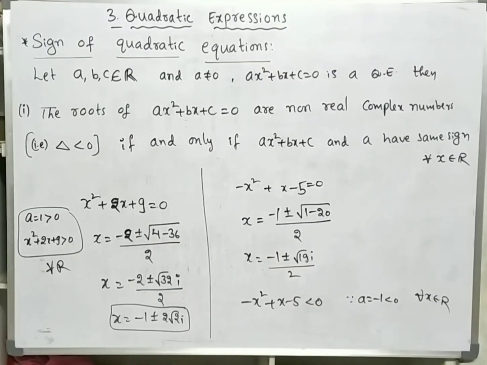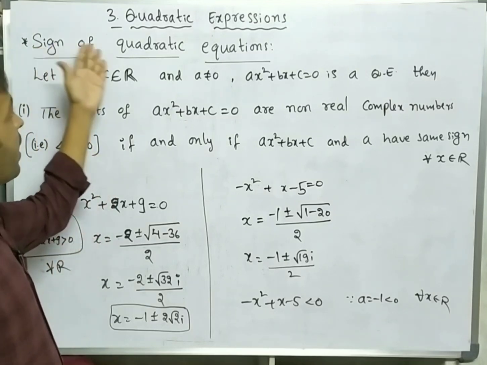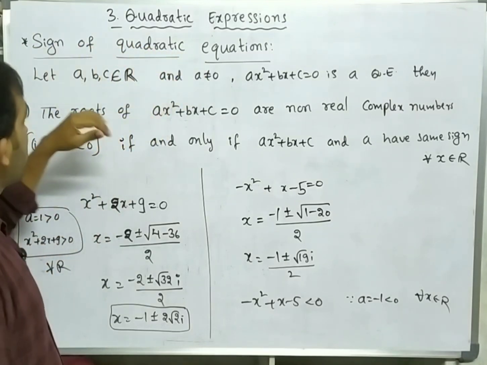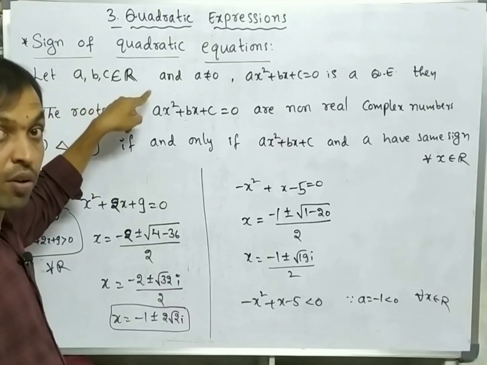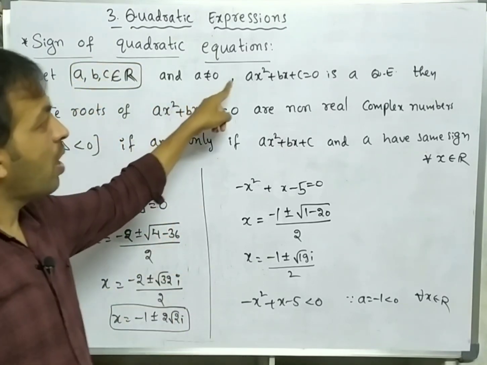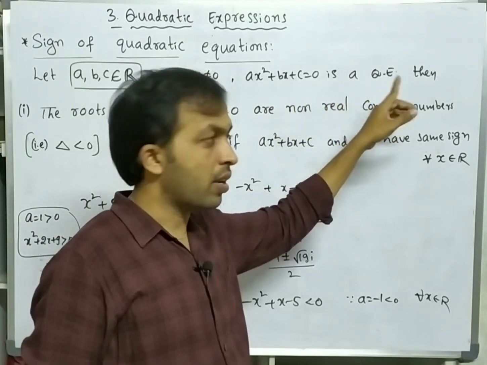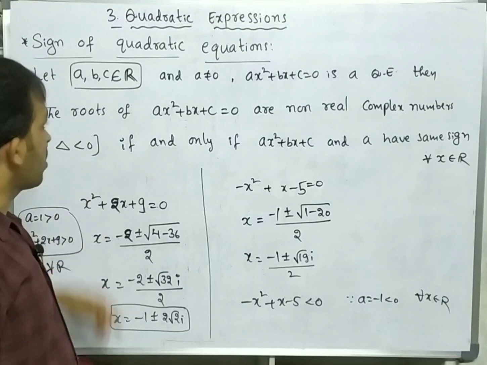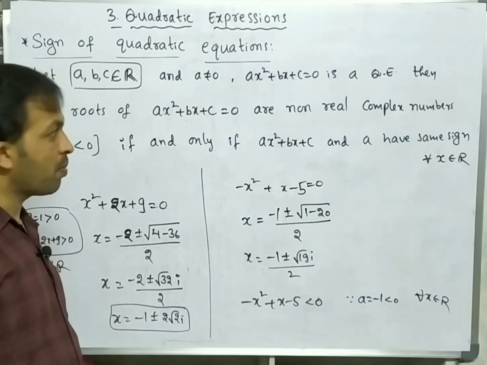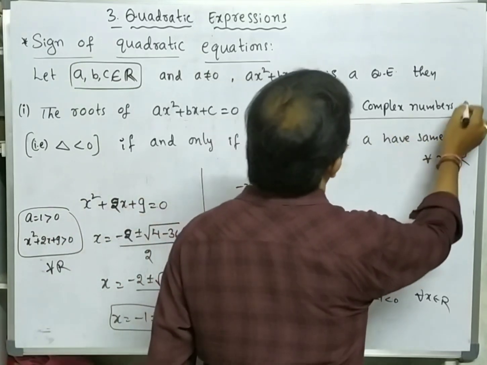Next, three important rules about sign of quadratic equations. Let a, b, c be real numbers where a is not equal to 0, and ax square plus bx plus c is equal to 0 is a quadratic equation. Then first one, the roots of ax square plus bx plus c is equal to 0 are non-real complex numbers.